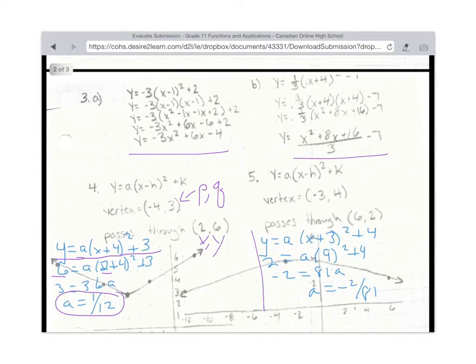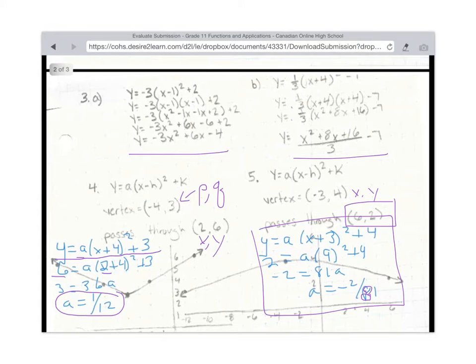I've done the math for you over here for question 5 as well. In this case, the coefficient a turns out to be 2 over 81, negative 2 over 81, my apologies. And the way that you can check to make sure that your answer is right before you hand a test in like this is to take the point you were given and sub it in for x and y and make sure that both sides come out the same.